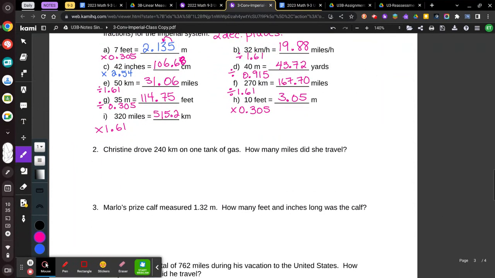We have Christine, who drove 240 kilometers on one tank of gas. How many miles did she drive? So we want 240 kilometers is equal to how many miles. Going kilometers to miles, we're dividing because we're moving backwards on that chart. We're dividing by 1.61. That's going to give us 149.07.